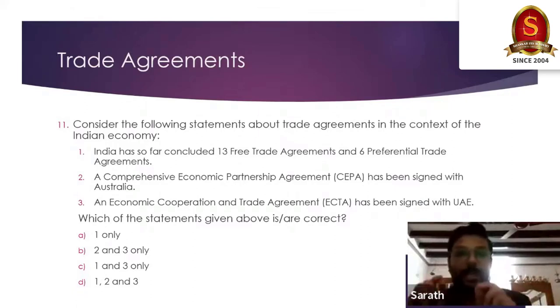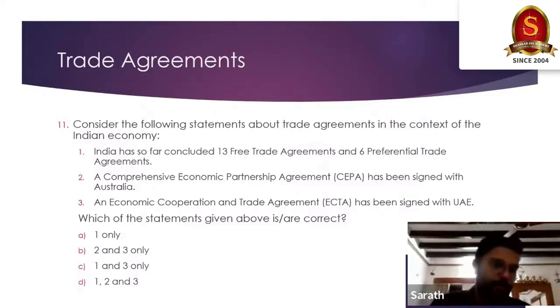Okay, so negative list. Preferential trade agreement has a positive list associated with it. Free trade agreement has a negative list associated. So conceptually, this is something for us to note as well. Okay, the answer here is A, one only. Moving to the next question.